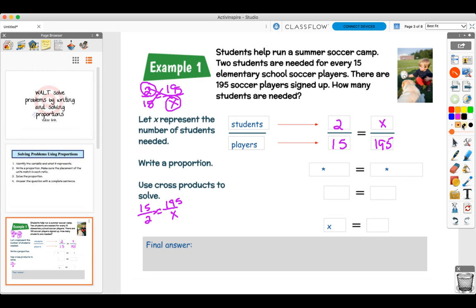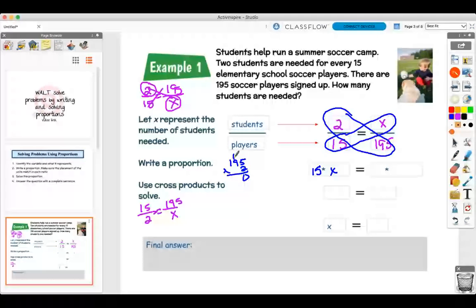Anyway, let's solve the proportion. It's like what you've been doing. So you're going to do cross products, cross multiplication. Okay, so this is going to be 15 times X equals 2 times 195. So 195 times 2 gives you 390. So this is going to be 2 times 195.